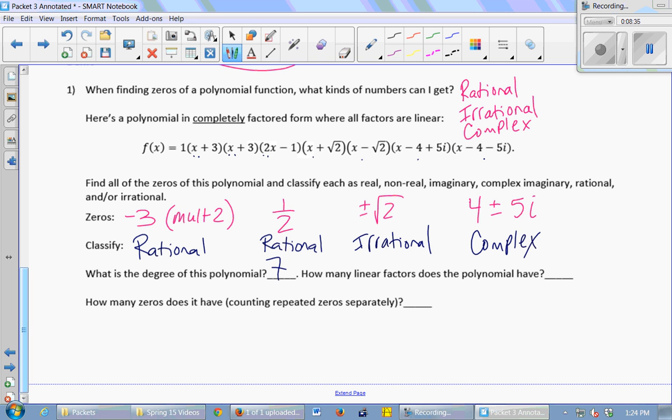And how many linear factors are there? How many sets of parentheses are there? 7. Each set of parentheses is a linear factor. How many zeros are there? If we count repeated zeros as separate, like we'll count this as 2 zeros. 7. Yeah. You guys caught on.